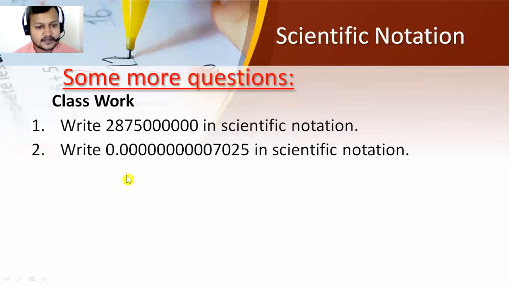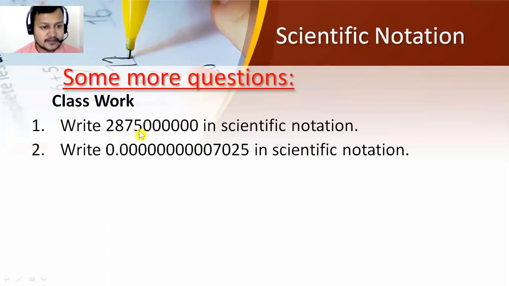Are you talking in Nepali or English? 10 power 8. Sorry, 10 power 8. 2.875 into 10 to the power 8 or 9? 9. Count the digits. 2, 8, 7, 5. 3 digits. 4, 5, 6, 7, 8, 9. So the answer is 2.875 into 10 to the power 9.